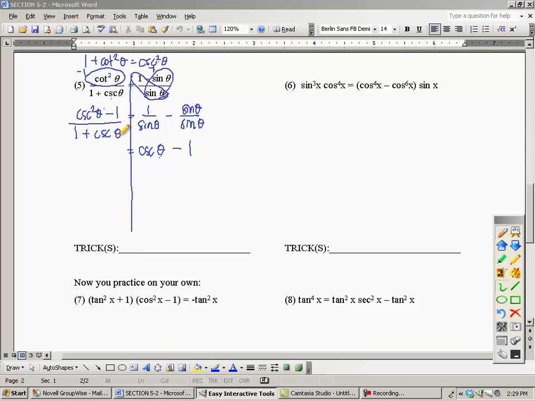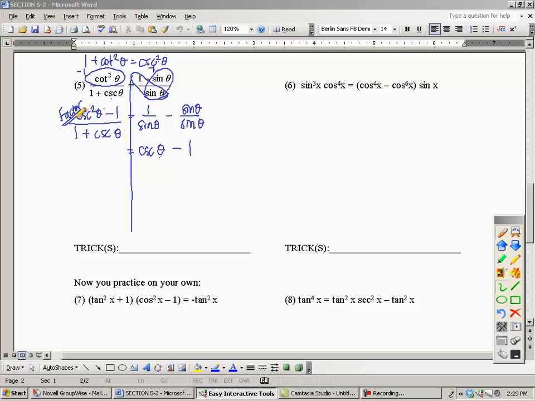Now I still have this 1 plus on the bottom, and when we had something on the bottom, we did a conjugate, and you could try a conjugate here. It ends up being a little messy. What I can do, though, is factor, and this may not be something you're thinking of, and so this is kind of our big trick for this one.